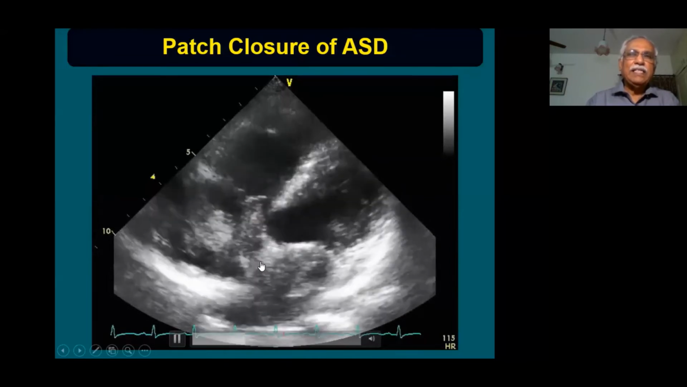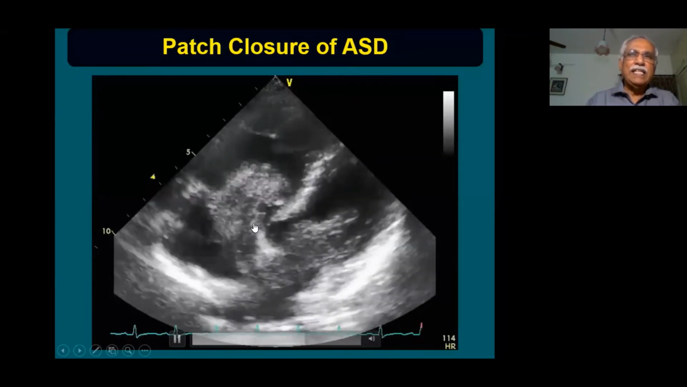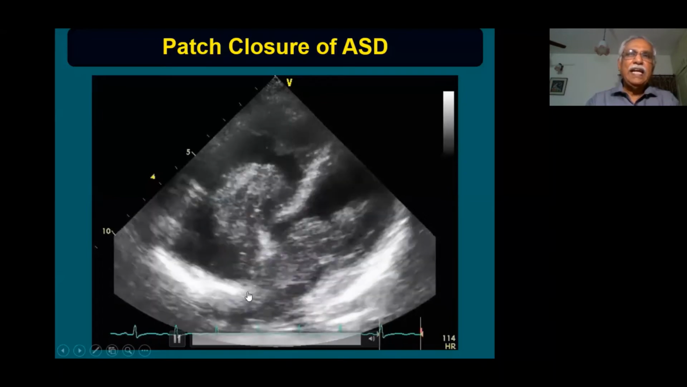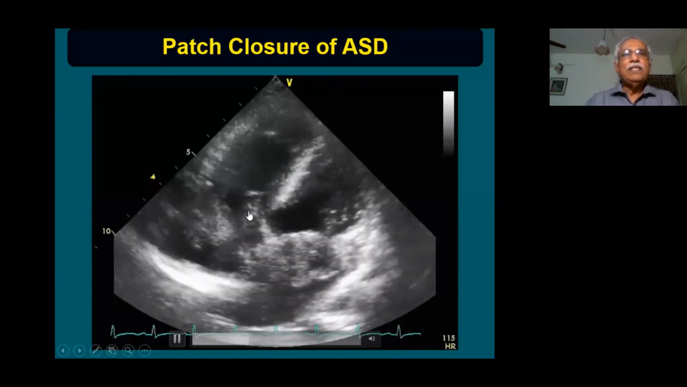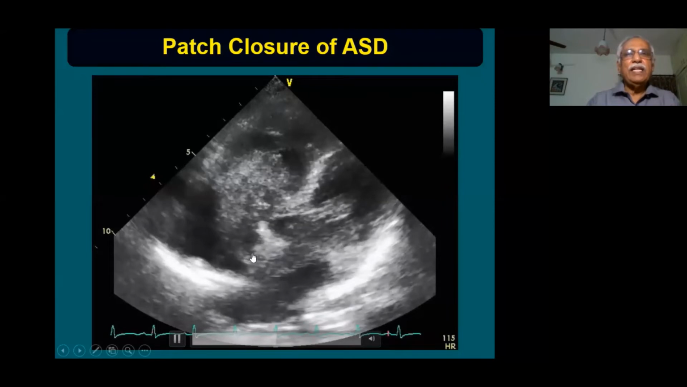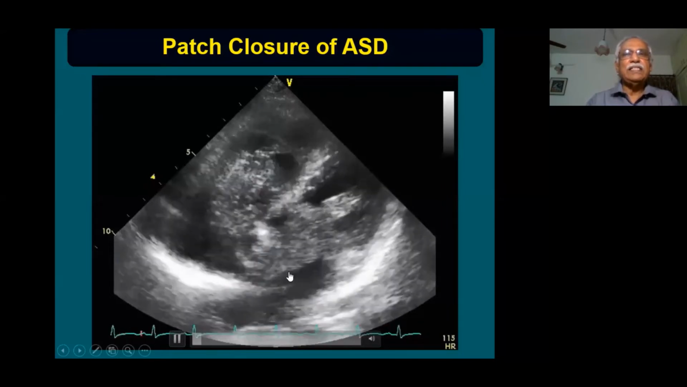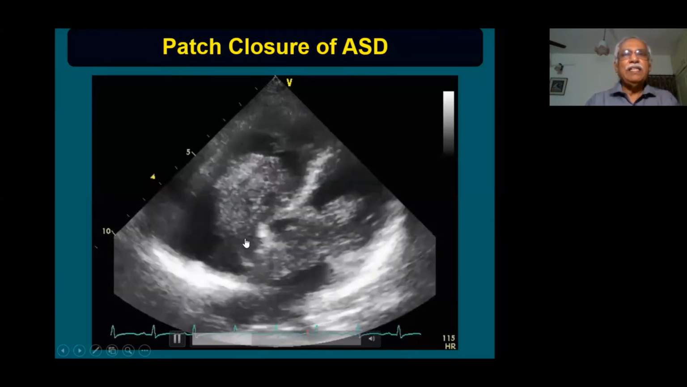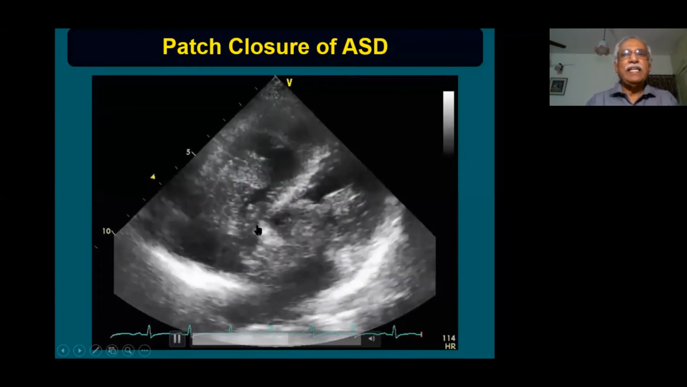You can see the mass is present here. There is another mass which is present here, and it is invading the interatrial septum. So this was an unfortunate patient who had a fungal infection after surgery, and the patient actually succumbed to the infective endocarditis.